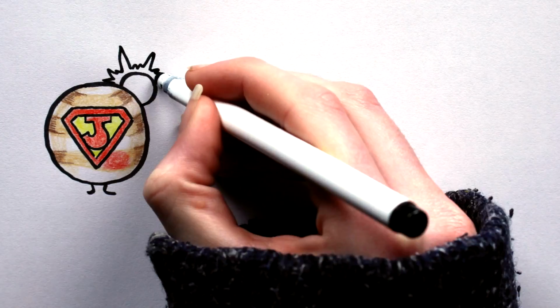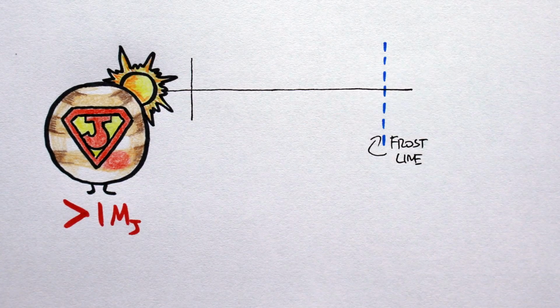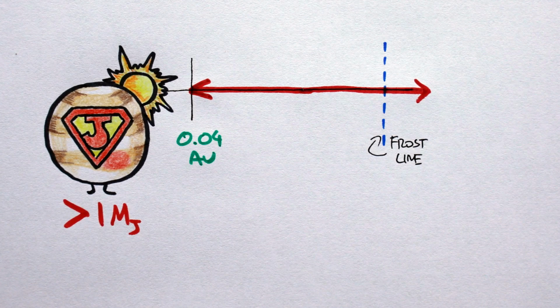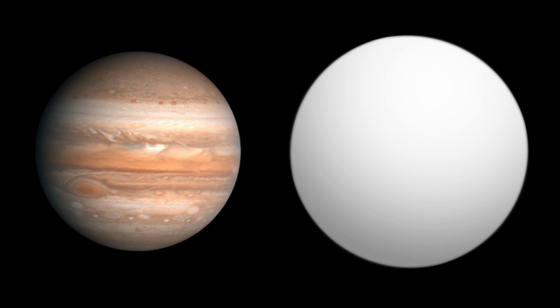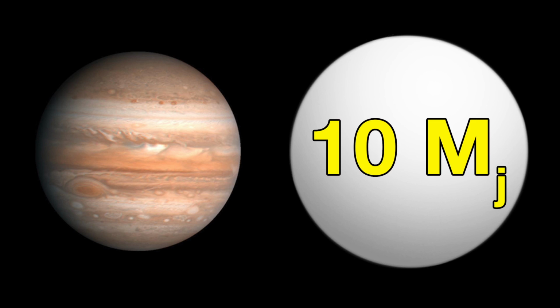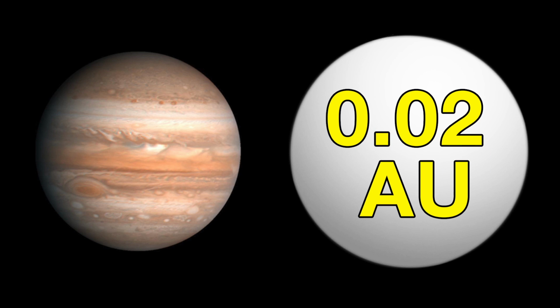Super Jupiters, more massive versions of Jupiter, can be found in this zone, i.e. between 0.04 AU and the frost line plus 1 to 1.2 AU. Although the frost line will likely be where your system's most massive gas giant will form, migration may occur, and a super Jupiter formed there could wander inwards. WASP 17b is an example of a super Jupiter that likely formed at the frost line and then migrated inwards. It's 10 times the mass of Jupiter and orbits at 0.02 AU.